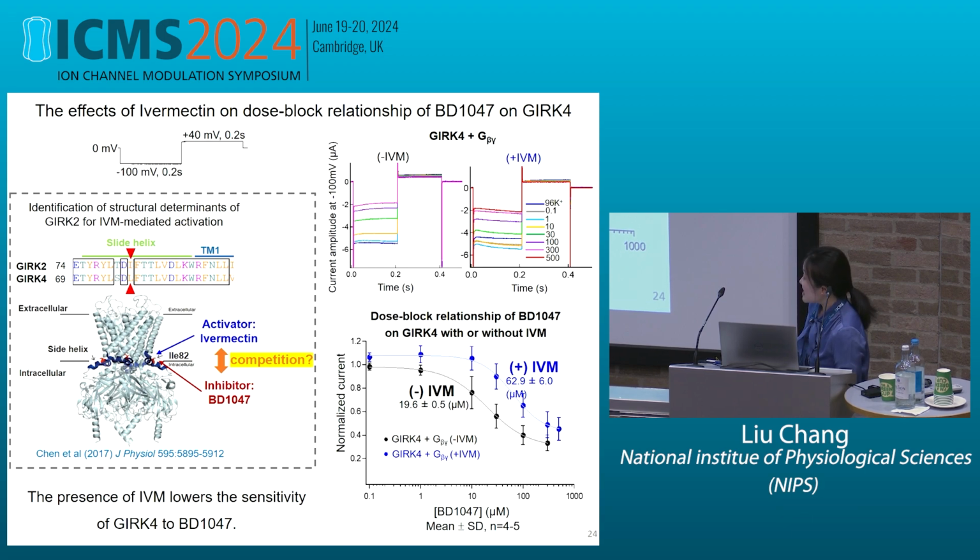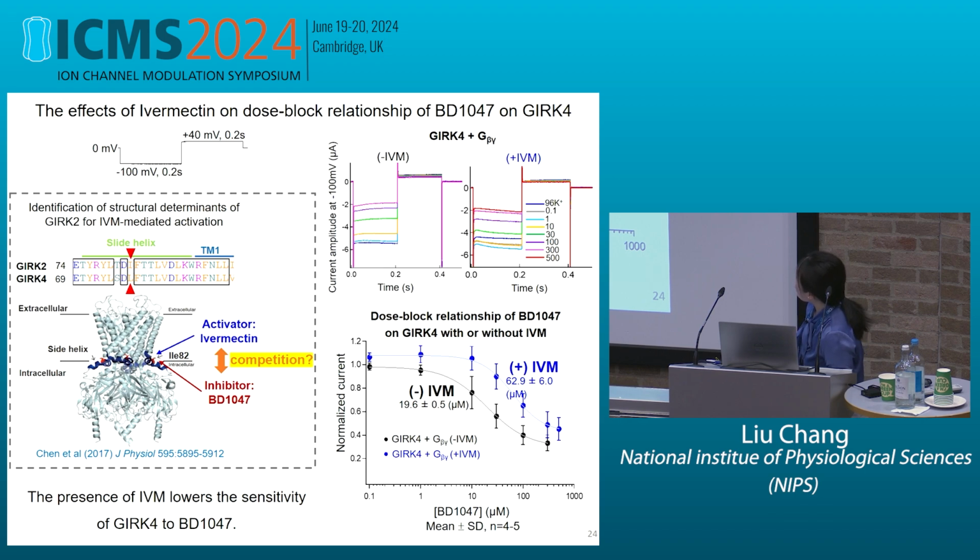And the important thing is that the critical binding site of ivermectin on the GIRK channel is on GIRK2, this isoleucine 82. And the corresponding amino acid is leucine 77 on GIRK4, which is exactly what we found for the binding of this BD. Although ivermectin prefers to bind to GIRK2, it still binds to GIRK4 at the same position. So there might be some competition between them at the same position.